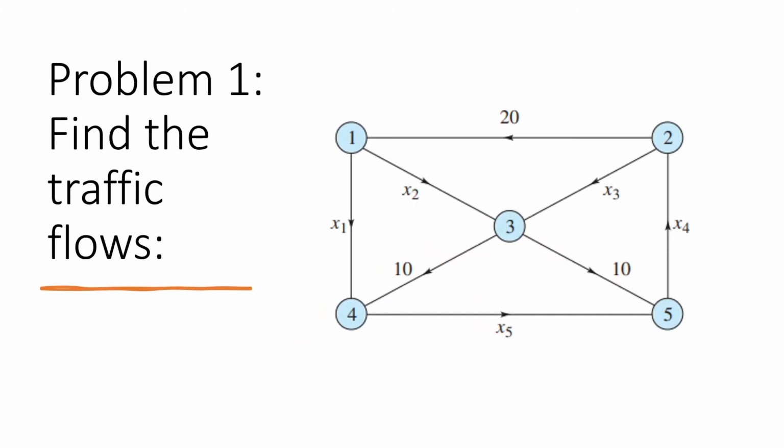So we come to the first problem, find the traffic flow. As we can see in the picture, there is a closed path, a closed shape. We have five nodes, one, two, three, four, and five, and we have three flows that are known and five flows unknown. So our mission is to find the unknown flows.